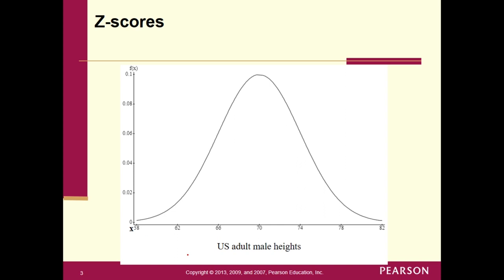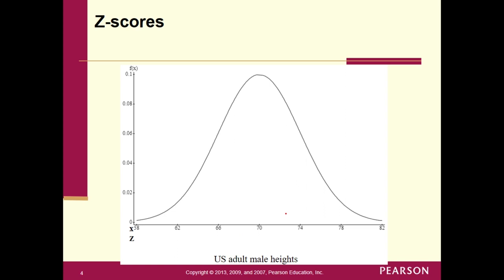So this is what we're going to do. I know you're probably not used to this, but I'm going to make another axis. I'm going to call it the z-axis, and I'm going to place it right below x. So x is in terms of height. The z-scores are in terms of something else. And what we have to do is figure out, for these benchmarks here, 74, 78, 82, 66, 62, 58, and 70, what would be the z-score for each one of those?